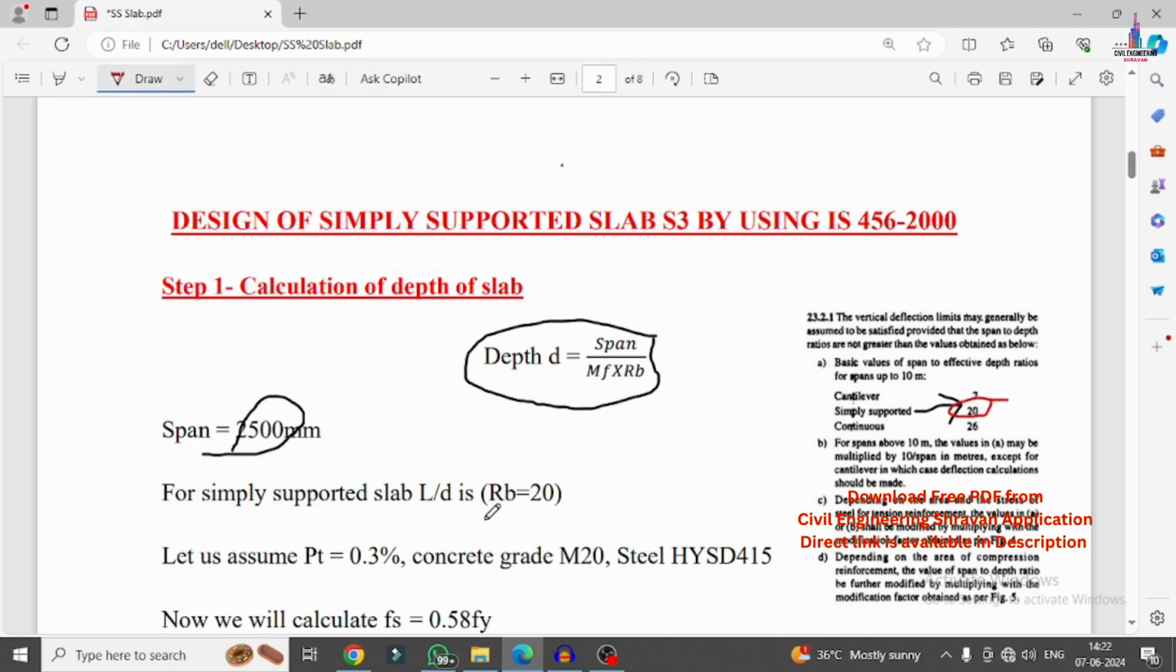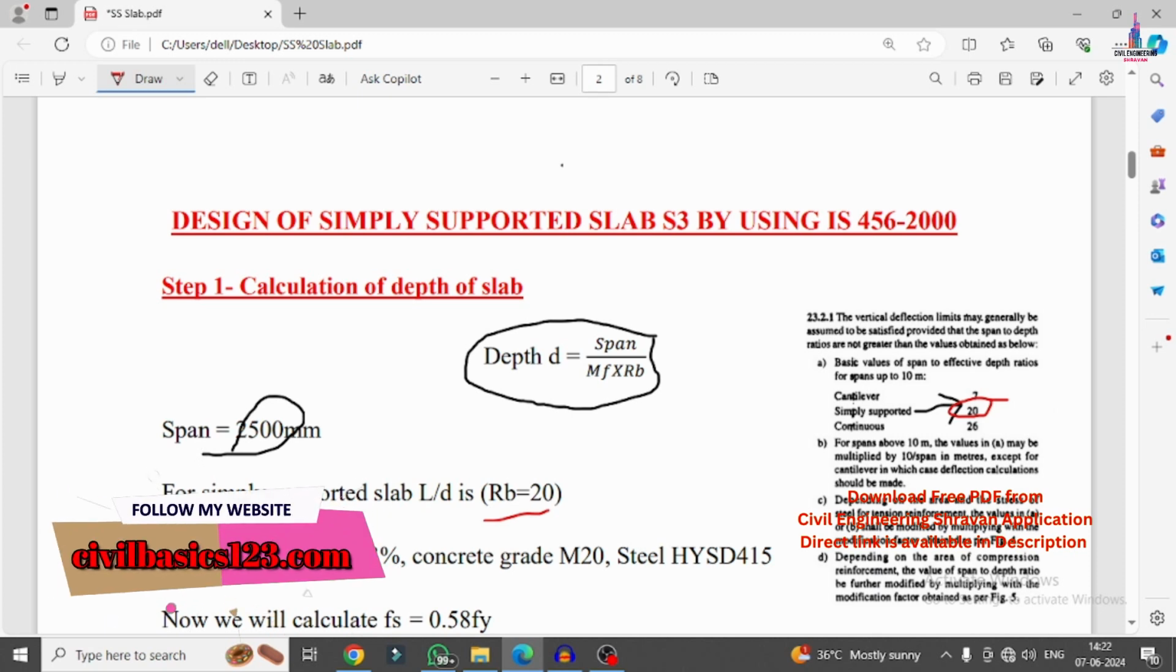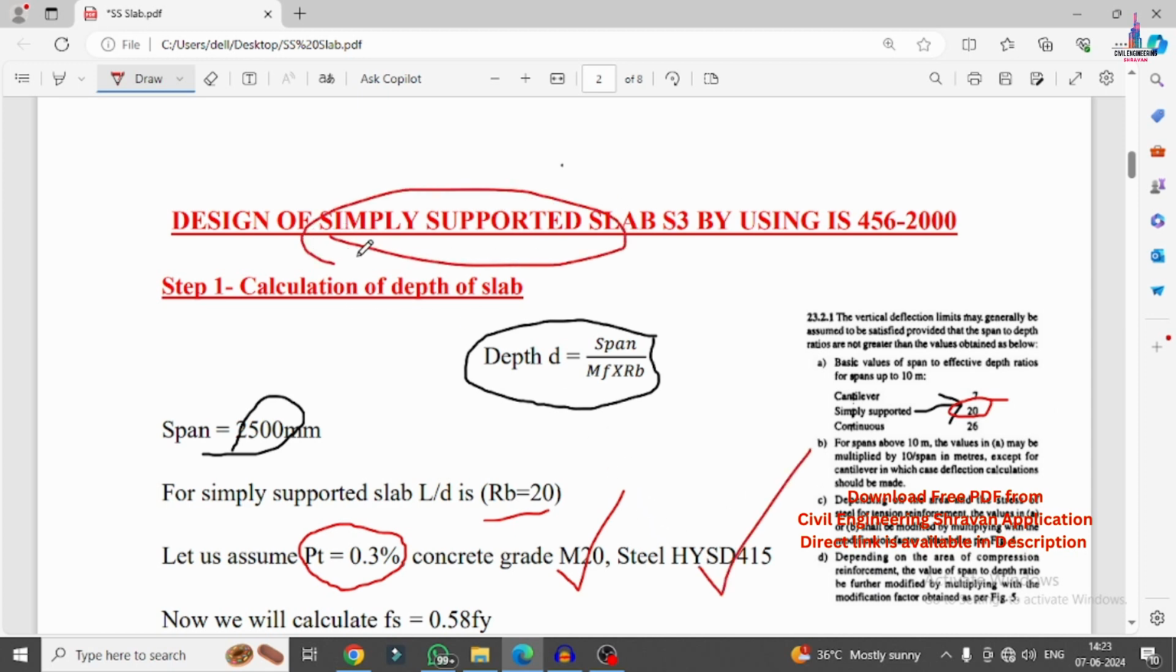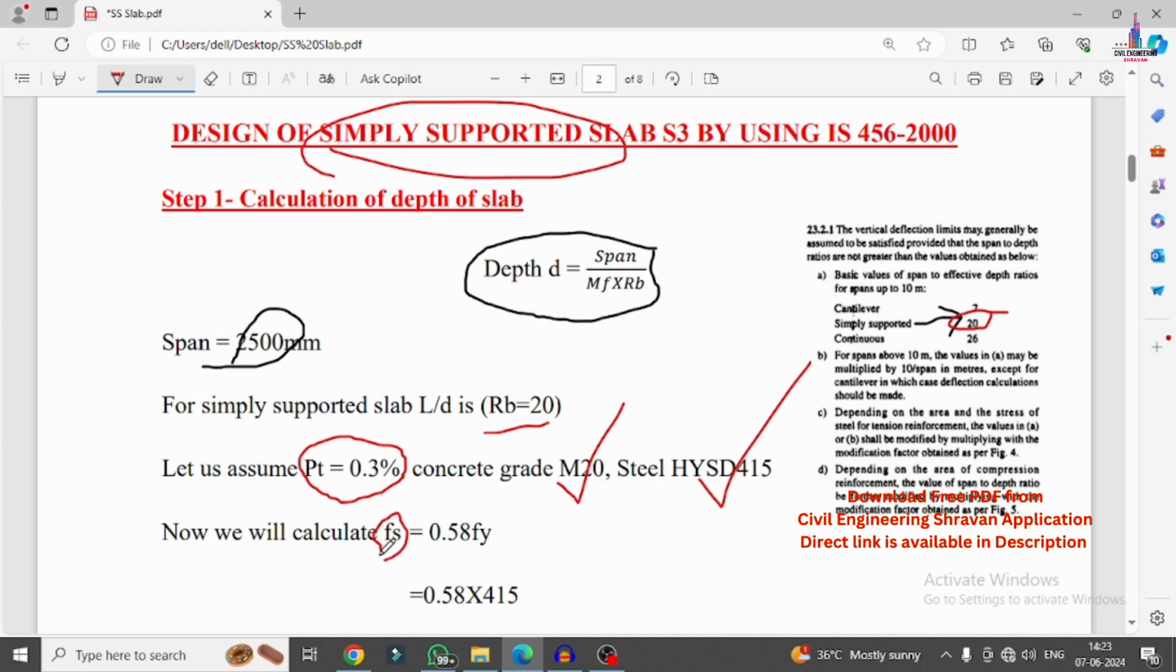Then let us assume the value of pt. Initially we need to assume the pt value. In the previous class on the cantilever slab, we assumed 0.2% as the pt value. In this class, I am taking 0.3% for M20 grade concrete and HYSD bar of 415, for the simply supported slab section. Now we have to calculate the value of fs in order to get the multiplication factor. Basically we have the multiplication factor curve, which is related to the percentage of steel and the fs value. fs is 0.58 times fy. We have to consider this formula.